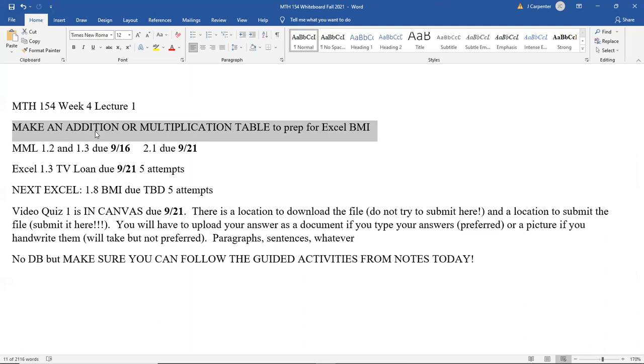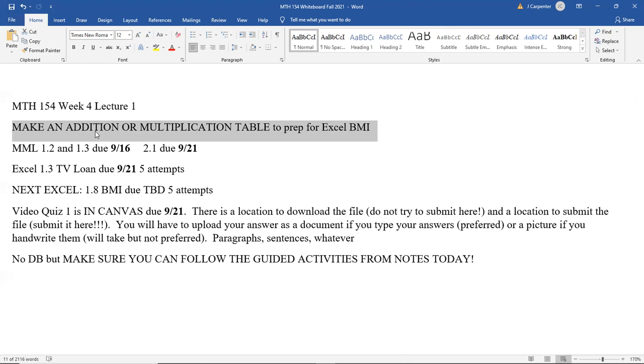This will be a theme for several homeworks. We talked about this a couple classes ago. If you're not sure what I'm talking about, make sure you go back and watch that lecture. It will be very, very helpful. After you make it, do it again, do it again, do it again, until you feel comfortable with that, because when you're doing the BMI, you're not going to know what the numbers are supposed to be.